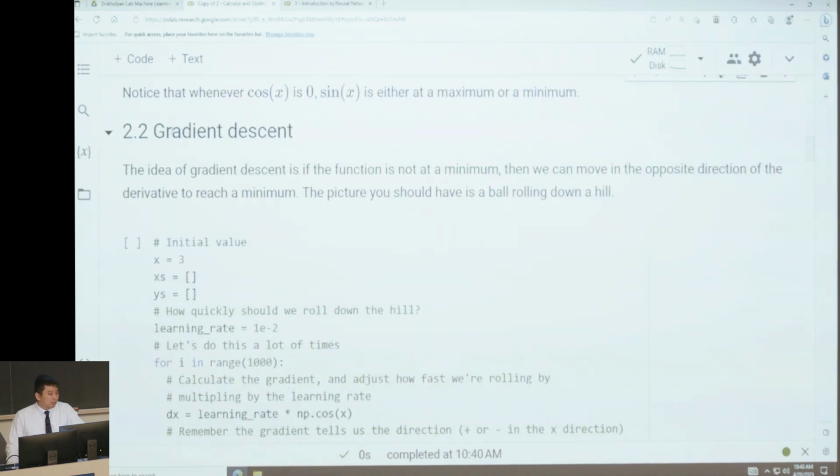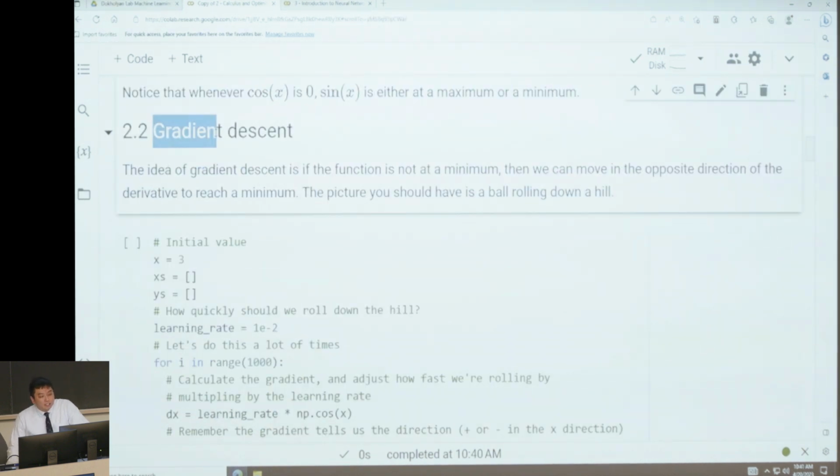And this process is called gradient descent. The derivative is also known as the gradient. And again, this is the idea of going downhill, toward lower values of the function.